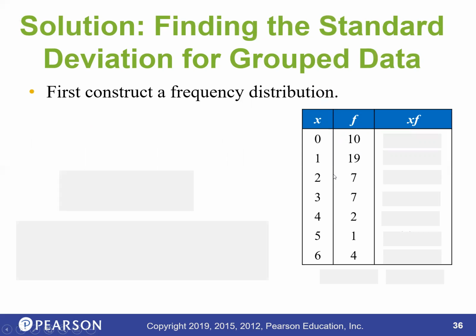So in the data set just now, there were 10 zeros. There were 19 ones. 7 twos. Yeah, we're going to write this out. All right, 2 fours, 1 five, and 4 sixes.